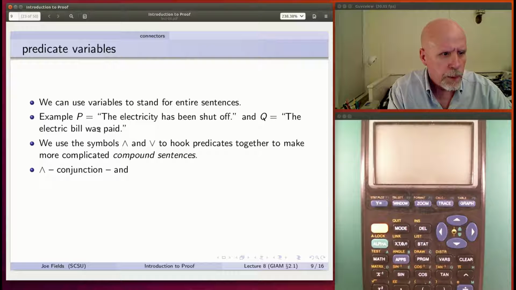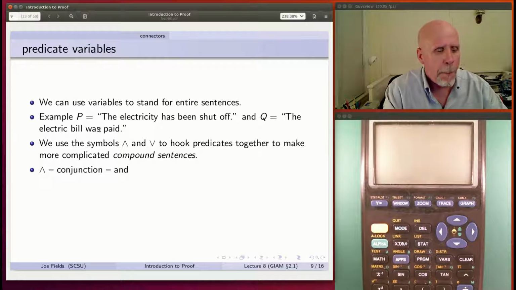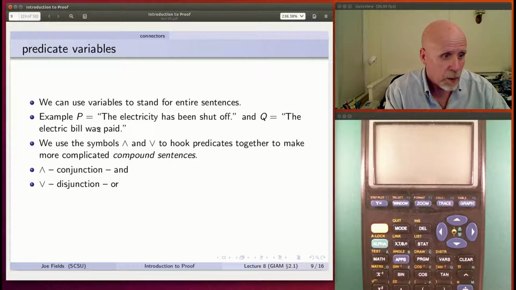So let's be really explicit about this. The upward arrow looking thing is conjunction. It's the thing that looks like that is and, the and operation. I always point out that it looks a lot like a capital letter A, doesn't it? Except it's missing the little bar. So the thing that looks like an A goes with and, and the other one is disjunction, or the or operator.